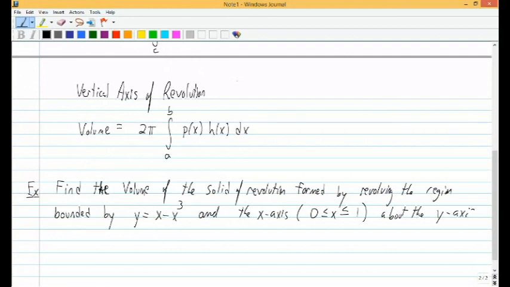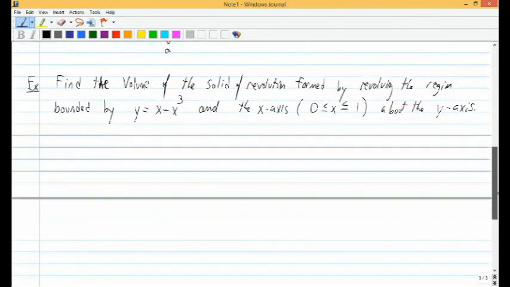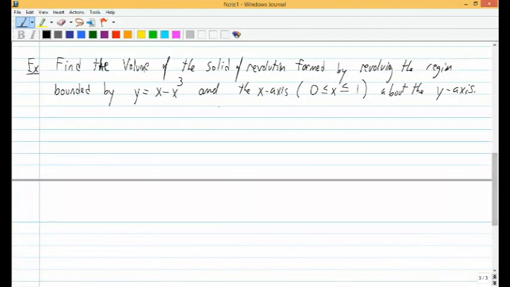This will make a little bit more sense, all of these boundaries will, when we actually look at the figure. All right, so what we have to do is first give it a rough sketch of the figure. So first we have to know how to graph this.